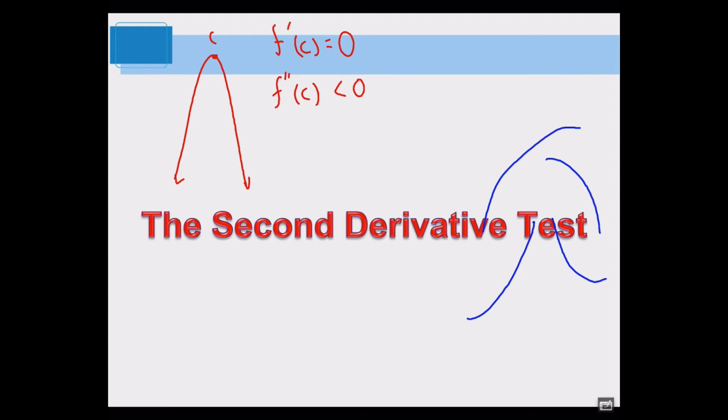If you combine those 2 things together, it guarantees that it has to be a maximum. The first statement, F prime of C equals 0, tells you it's got to be a max or a min. The second statement using the second derivative tells you that it is a max because it's concave down.